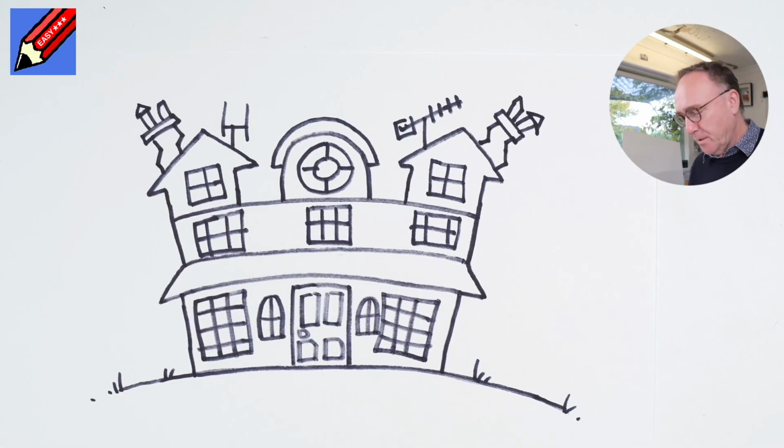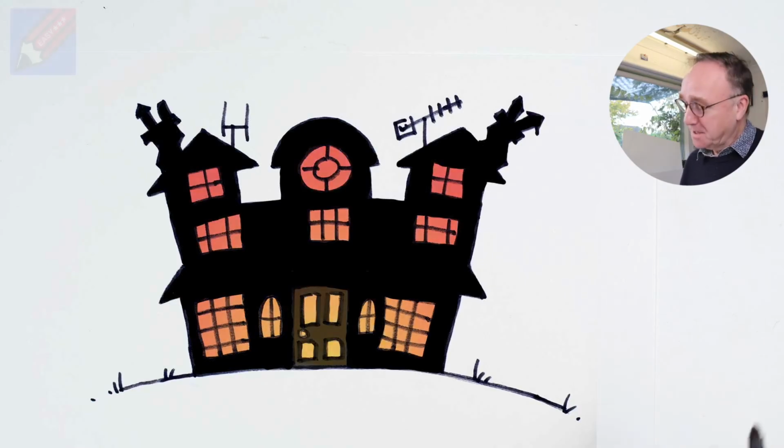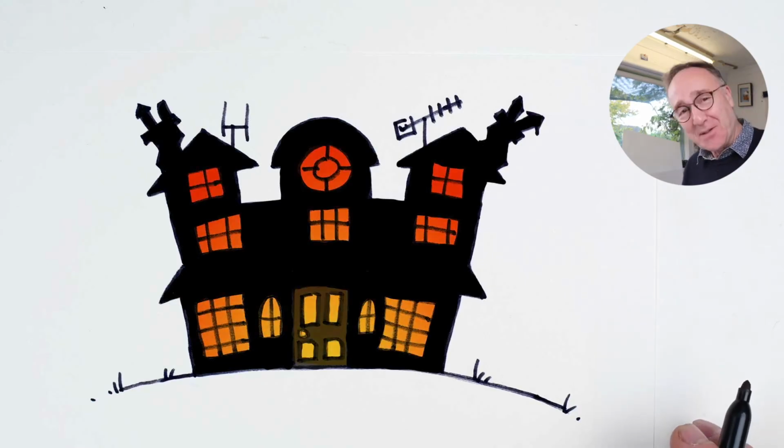Then all you need to do is magically shade it all in, and then put some lights behind it. And there you go, how to draw a haunted house for Halloween.